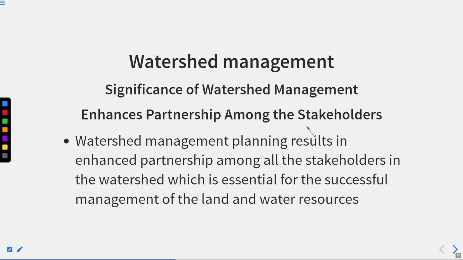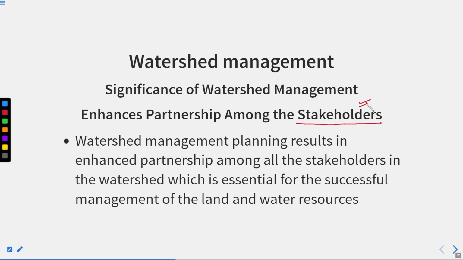Next point, enhances the partnership among the stakeholders. Now, what are the stakeholders? We are all the stakeholders. We get a lot of benefits from our ecosystem, right? So we are the stakeholders. So the watershed management planning results in enhanced partnership among all the stakeholders in the watershed, which is essential for the successful management of the land and water resources.